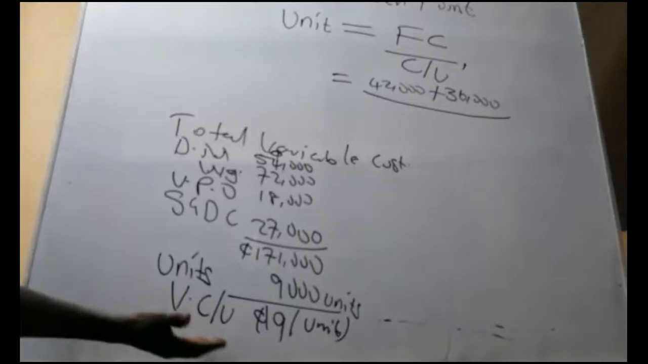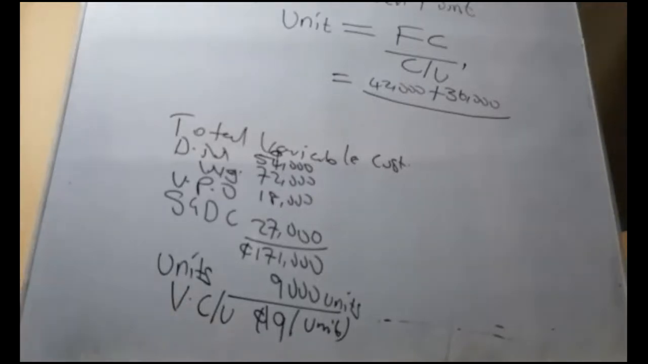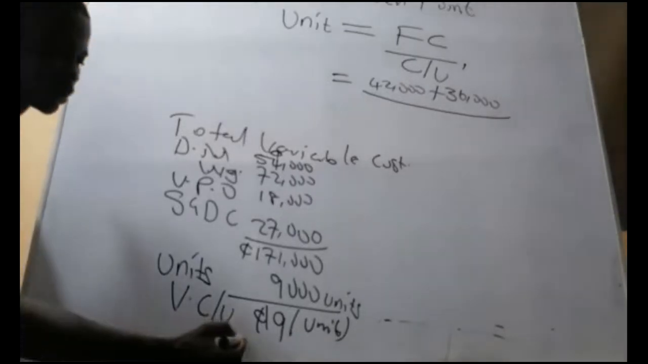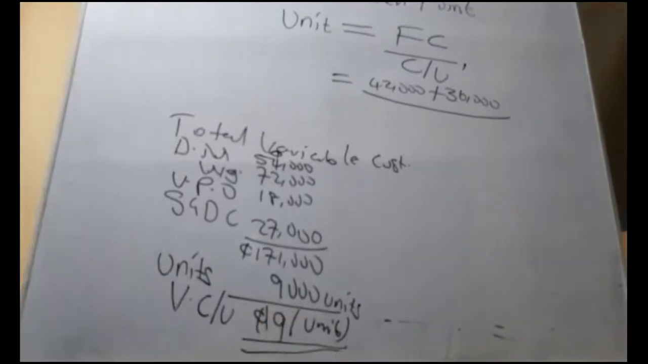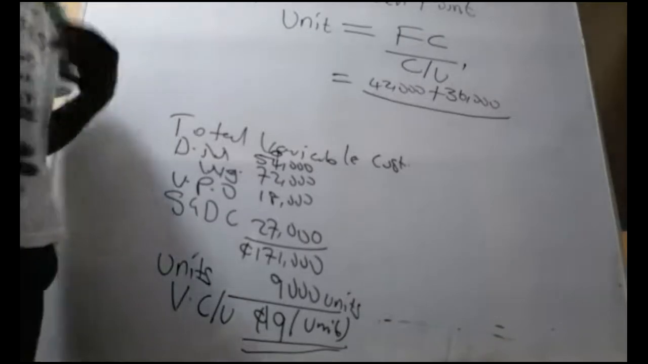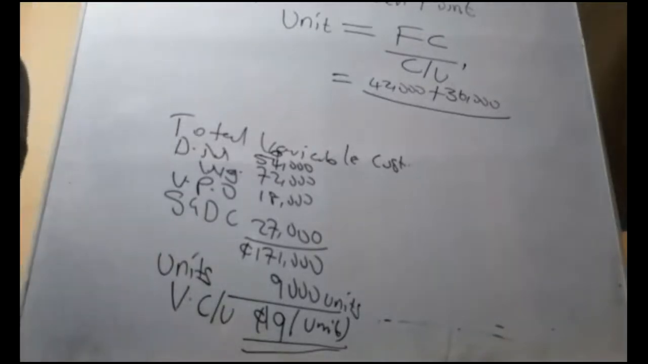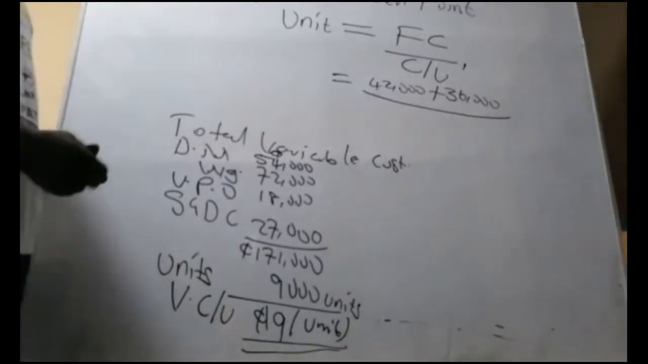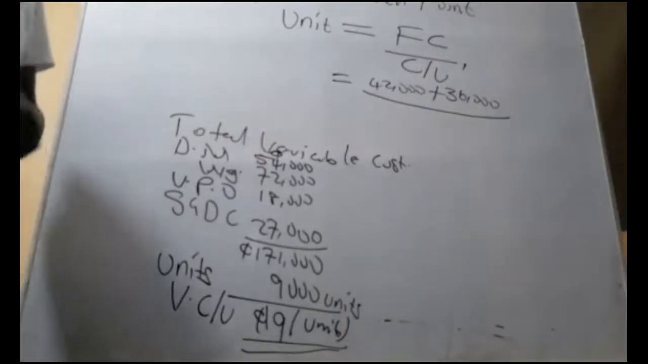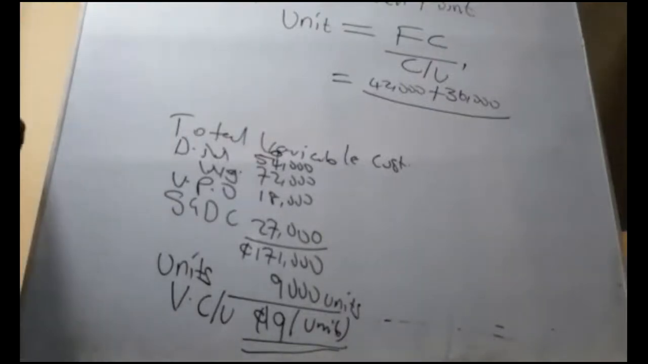So now this is the variable cost per unit, 19 Ghana cedis per unit. So now let's go and calculate the break-even. We know that contribution is equal to selling price less the variable cost. So the selling price is 32 minus 19, which is 13.